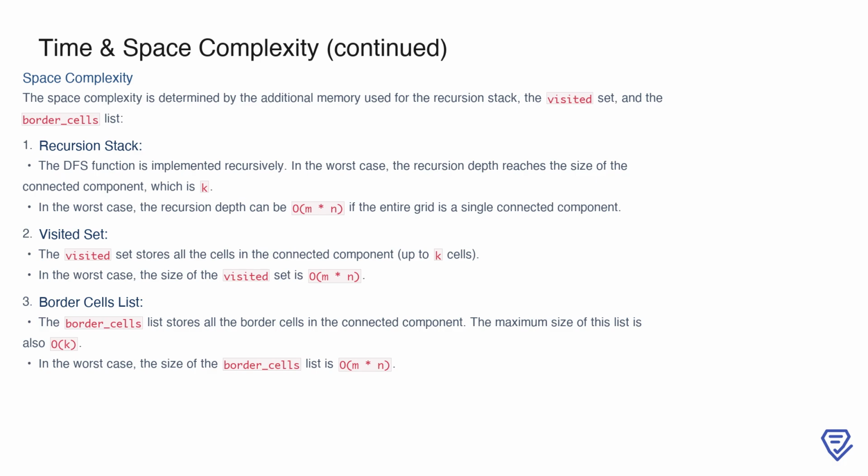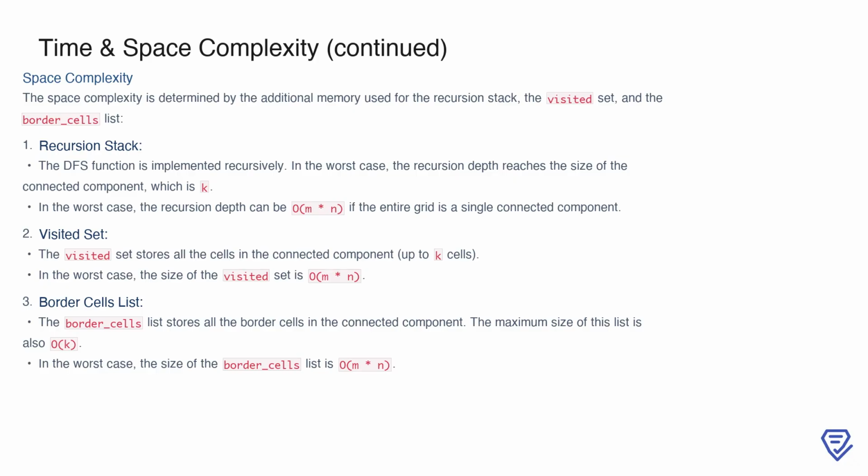First, the recursion stack. Since the DFS is implemented recursively, the maximum depth of the recursion corresponds to the size of the connected component, which is k. In the worst case, where the entire grid is a single connected component, the recursion depth can reach O(m*n). Second, the visited set stores all the cells within the connected component, so its size is also O(k), which again becomes O(m*n) in the worst case. Third, the border cells list contains only the border cells of the connected component. Although smaller in size, its maximum length is still O(k), and becomes O(m*n) in the worst case.